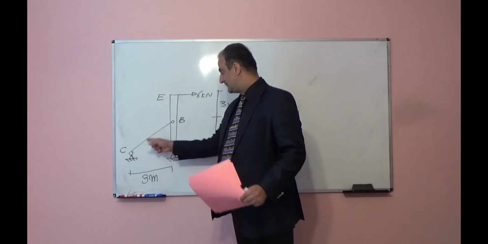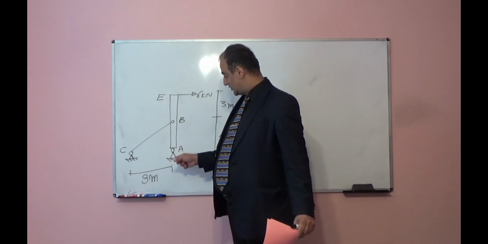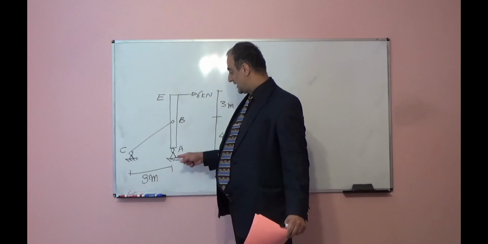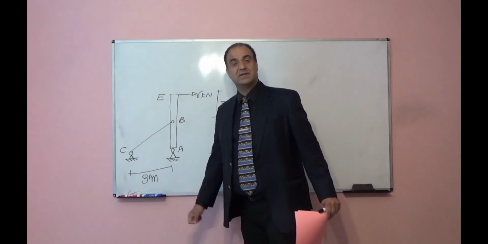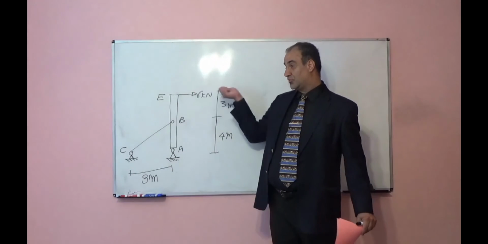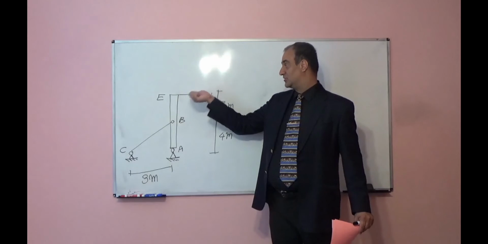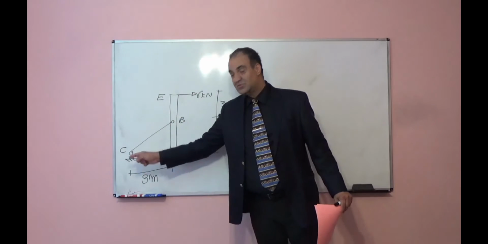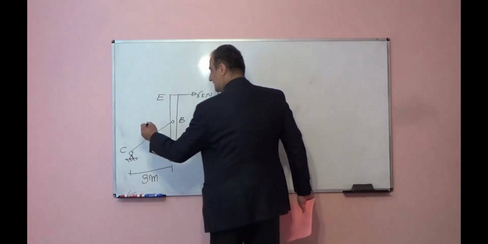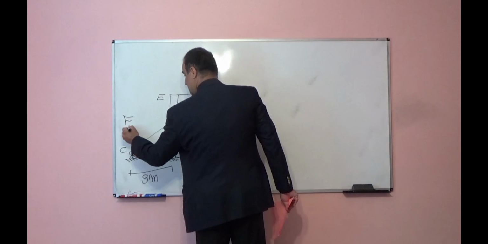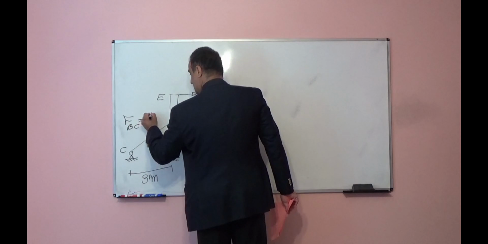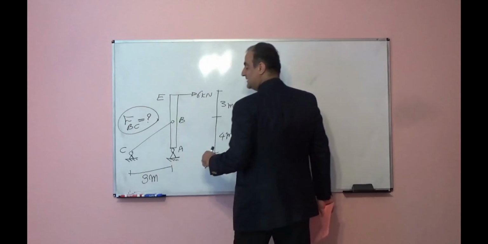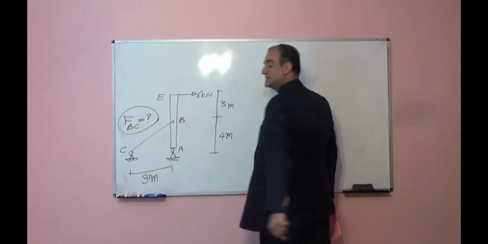If we don't have this cable, what will happen? It will rotate with respect to point A. It will rotate like this and it will fall down. I am pulling with 6 kN at point E. I attach one cable from point B to C. What is the internal force in cable BC? How much force will develop inside of this cable?